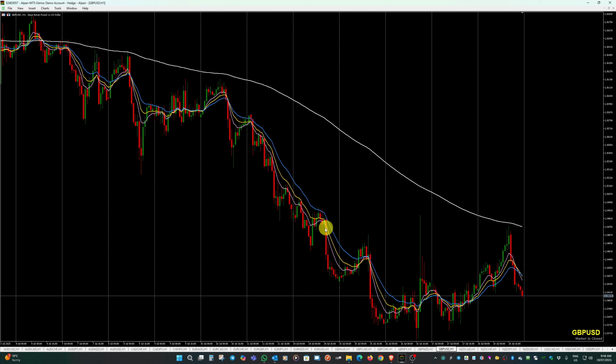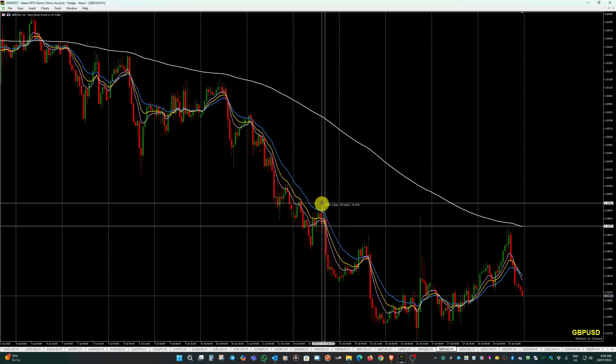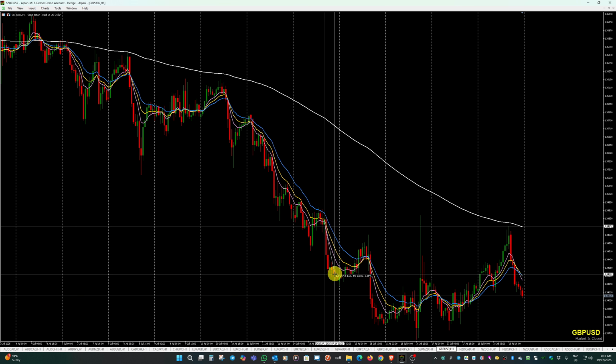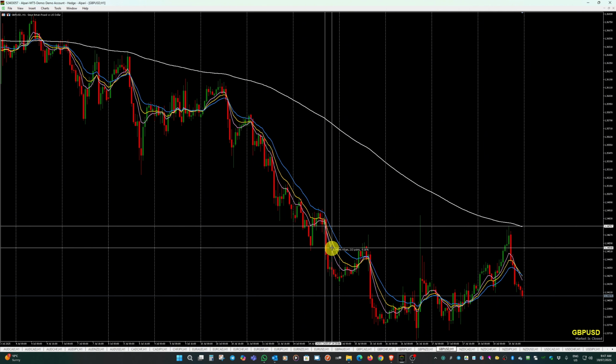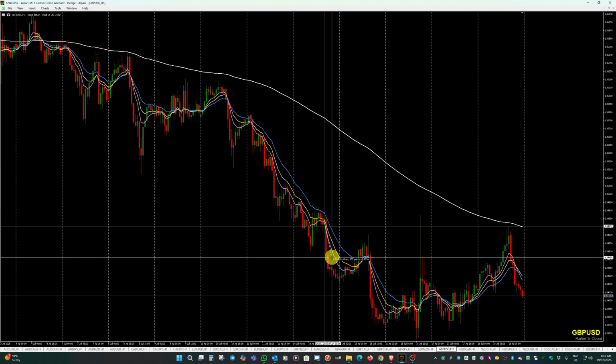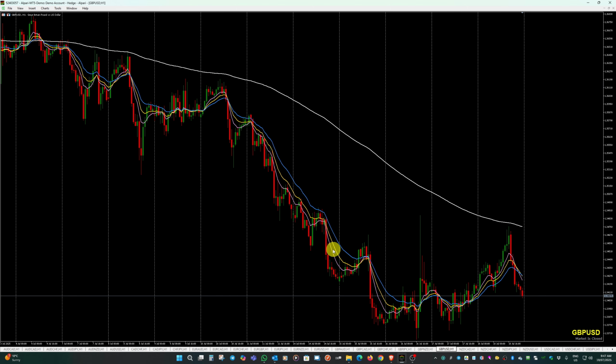The next day we would have had another setup as well. Here's the entry, 22 pip stop loss, over 50, so that's more than a 2R, so my 1.5 would have been around here somewhere, 35 pips, so it would have been an easy one as well.